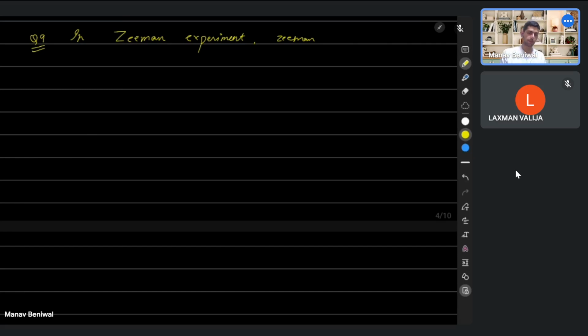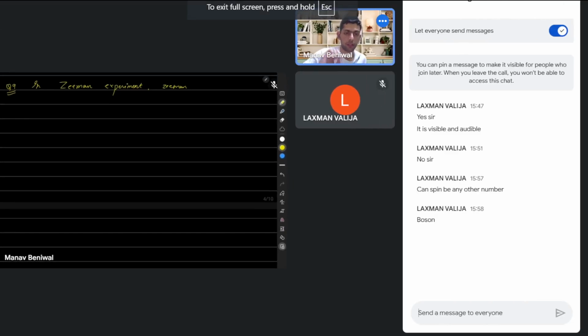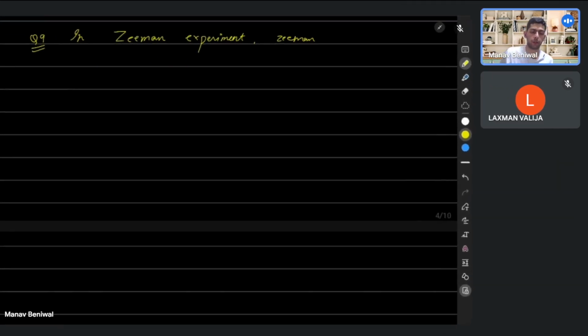So to answer your question, can spin be any other number? Yes, it can be any other number, but it will depend on the particle. If it is an electron, its spin is fixed. It will always be half. If it is a photon, its spin is fixed. It will always be 0. So it will vary depending on the particle, but for a given particle, it remains the same.